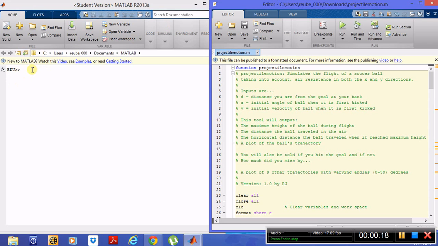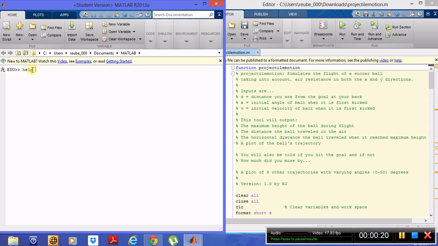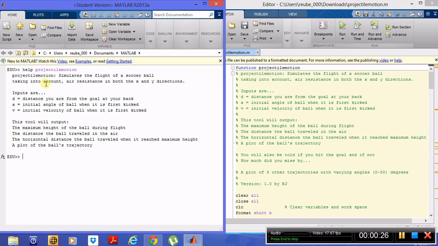Let's start out by showing you the function and the help toolbox here. Projectile motion simulates the flight of a soccer ball, and takes into account air resistance in the x and y direction. It's got three inputs: distance, angle, and velocity. Let's go ahead and take a look at it.